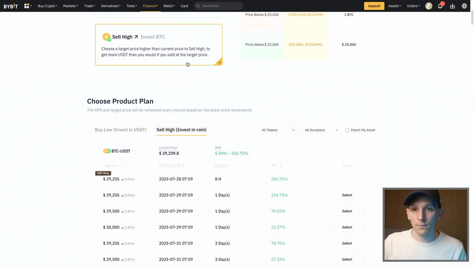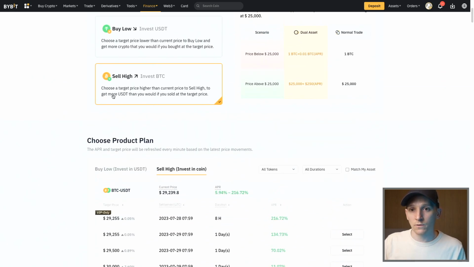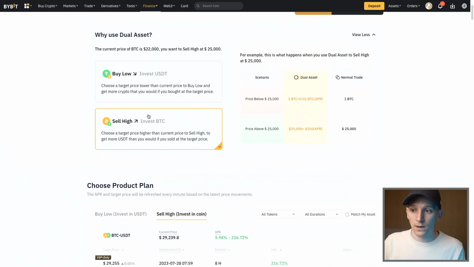So that is if you have Bitcoin itself. You can write calls and give people the option to buy your Bitcoin at a potential price in the future and earn some premium fees in the meantime. Now we'll look at liquidity mining on Bybit Earn.